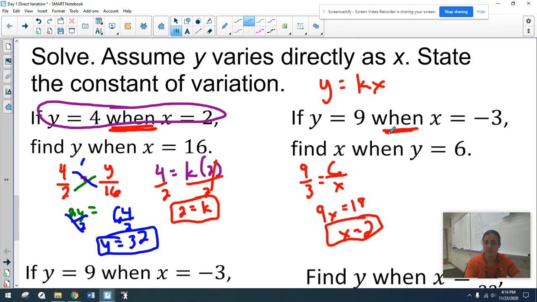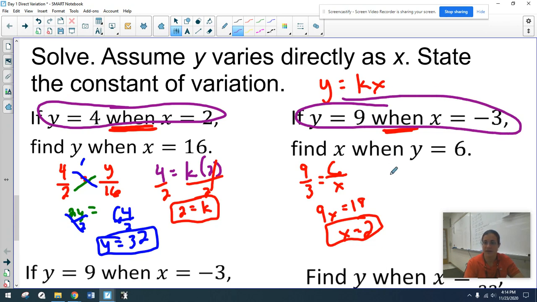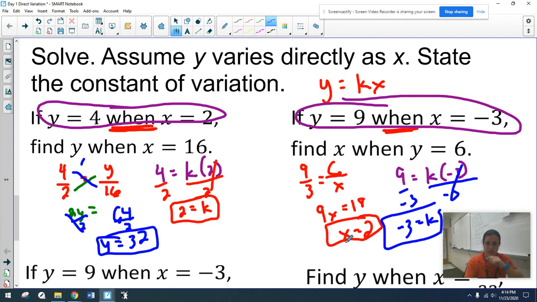Okay? Then I can plug into here. So I'm just going to pick a combo like this. So y is 9. X is -3. So all I have to do to solve for k is divide by -3. And that's going to give me -3 for k. So there's my constant. There's my solve part.